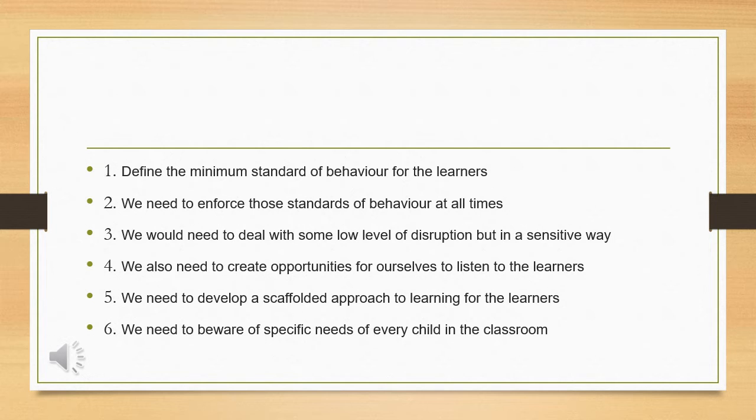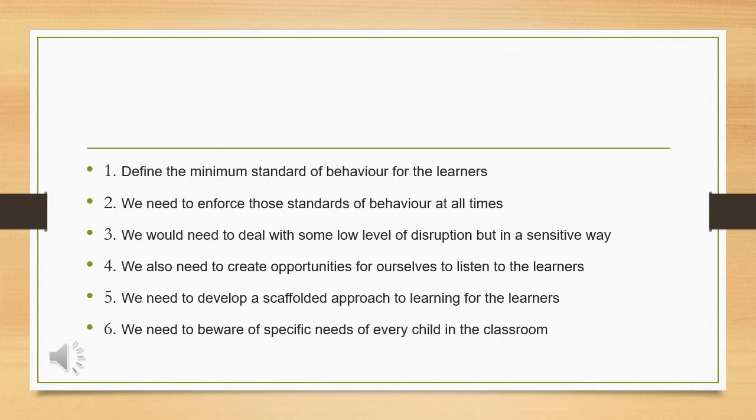Ollie Ryan wrote an article on the 2nd of March 2022 where he speaks about the 12 strategies that we as teachers could use to create an environment for inclusive education for learners. These strategies include: we as teachers need to define the minimum standard of behavior for all learners. Then, we need to make sure that we enforce these standards of behavior at all times. We would also need to deal with some low level of disruption, but in a sensitive way.